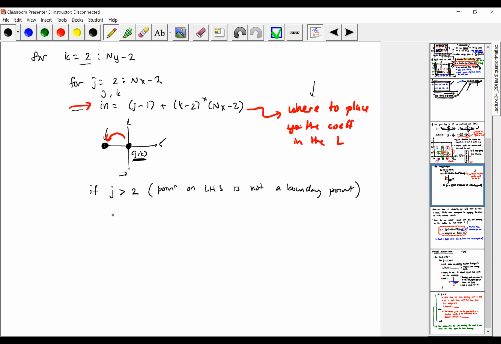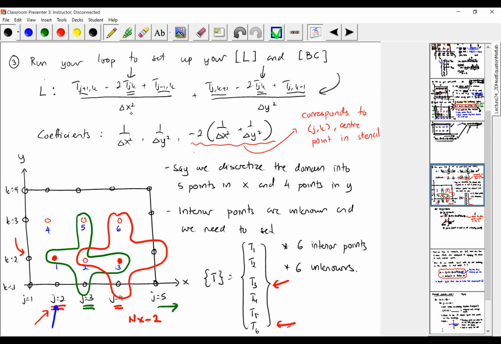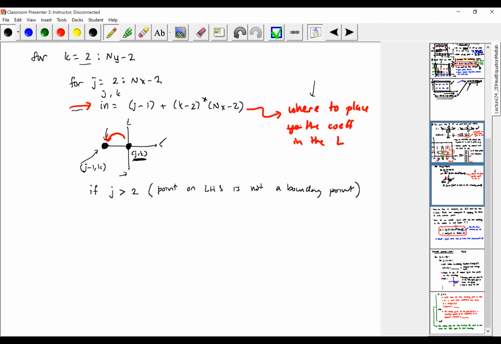Okay, so in our Laplacian matrix, we need to incorporate this point, which is j minus 1, k. So for j minus 1, k, the coefficient will be 1 over delta x squared. So somewhere up there, you can define, for example, dx, or let me call it dx coefficient, as 1 over dx squared. Okay, so if your j is greater than 2, the left-hand side point is not going to be a boundary point. So the question now is, how do you place it into your matrix?